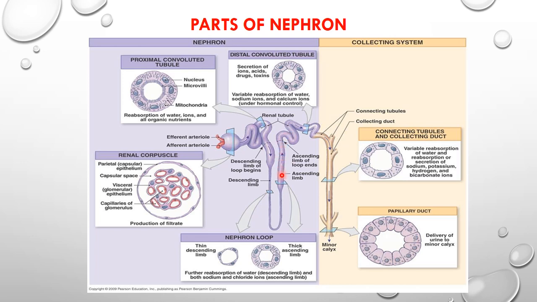The distal tubule also has a straight portion and a convoluted portion. Then the distal tubule connects with the collecting system, that is the collecting tubule, and the collecting tubules join the collecting ducts, which are poured through the papillary duct into the minor calyces. So we'll discuss the histological features of each part of the nephron one by one.